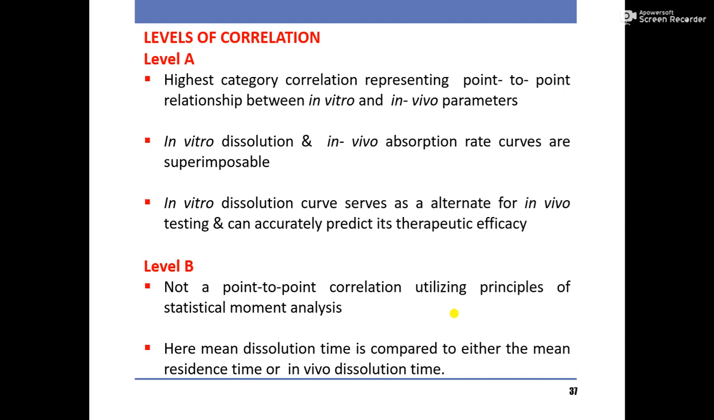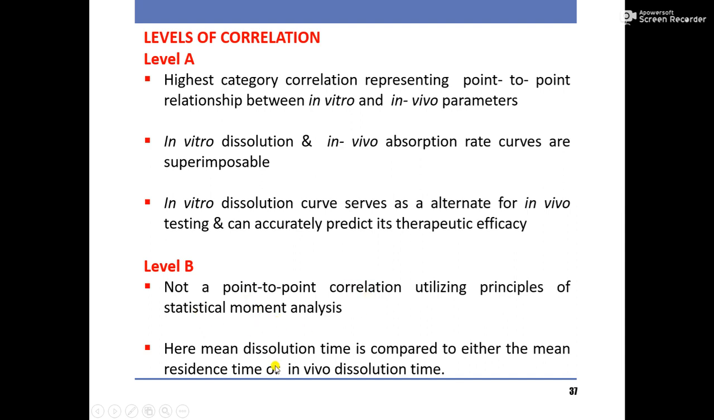The levels of correlation: Level A is the highest category of correlation, representing a point to point relationship between the in vivo and in vitro parameters, where the in vitro dissolution and in vivo absorption rate curves are superimposable. In this regard, the in vitro dissolution curve serves as an alternative for in vivo testing and accurately predicts therapeutic efficacy.